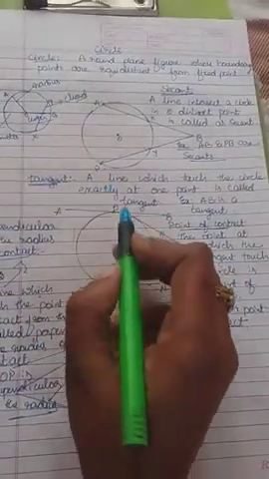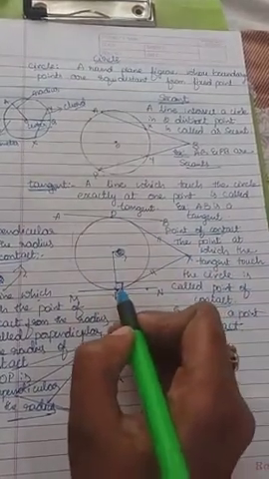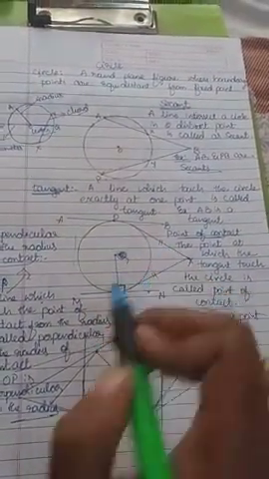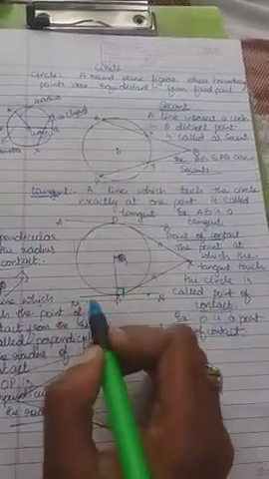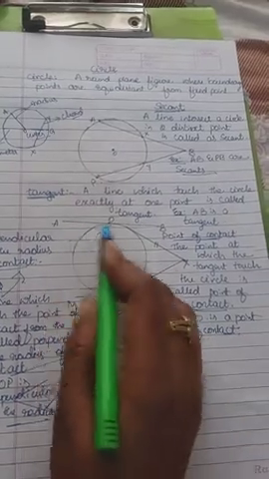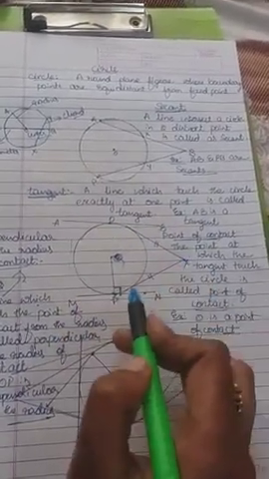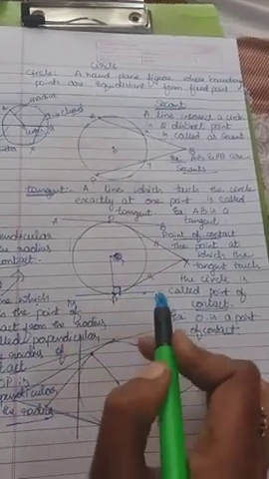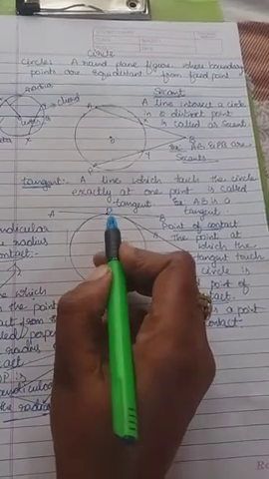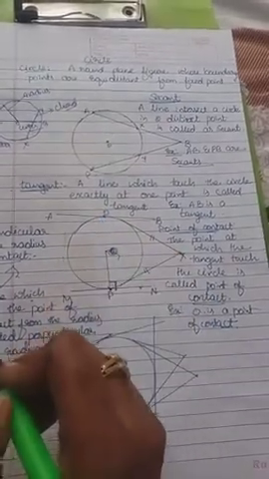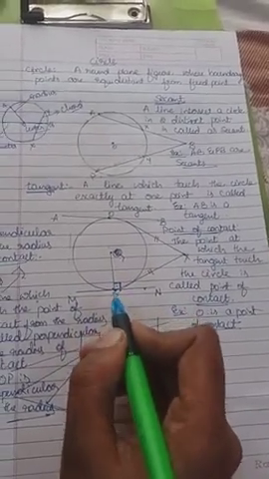And tangent. What is a tangent? A line which touches the circle at exactly one point is called a tangent. Many tangents we can draw. Here AB is also a tangent, OX is also a tangent, MN is also a tangent. The point at which the tangent touches the circle is called the point of contact. O is a point of contact here and P is a point of contact here.